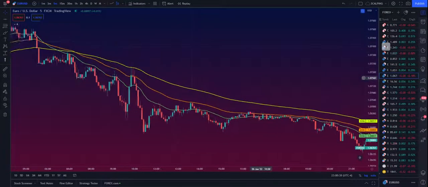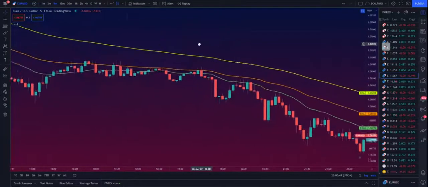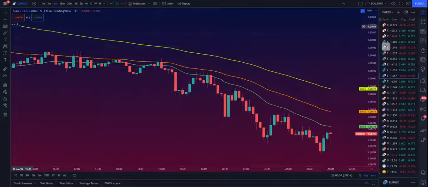3 EMAs. I was scalping these a lot tonight using this, and it was working very, very well. In fact, I've got my set up on my other monitor here, and I'm looking at it periodically. All right, so that's the first strategy. The second strategy utilizes 1 EMA.